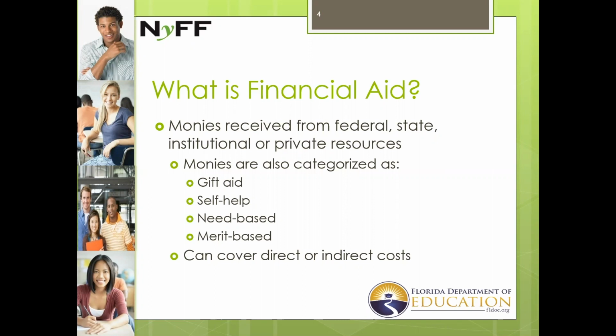Merit-based typically refers to items such as Bright Futures, where if you qualify for Bright Futures, there's different tiers of Bright Futures based on your GPA or the number of volunteer hours that you have. But it's based on some type of tier. The higher the GPA, the higher tier you may be eligible for as far as Bright Futures is concerned. So an example of that would be merit-based. And these forms of financial aid can cover both direct and indirect costs.